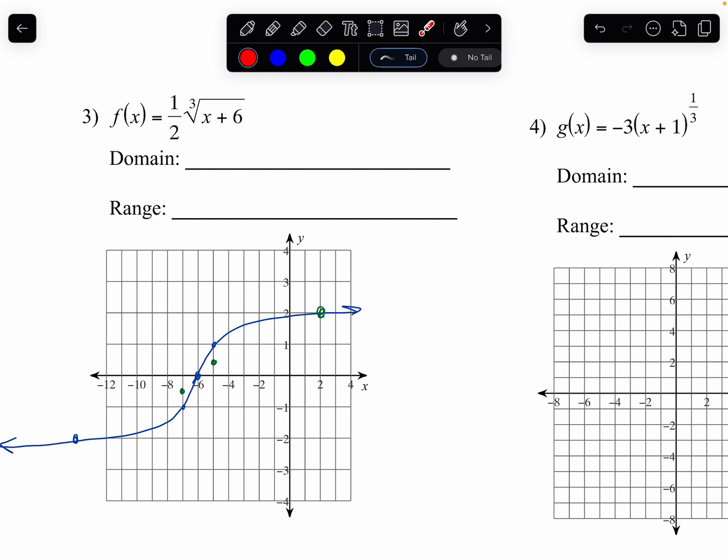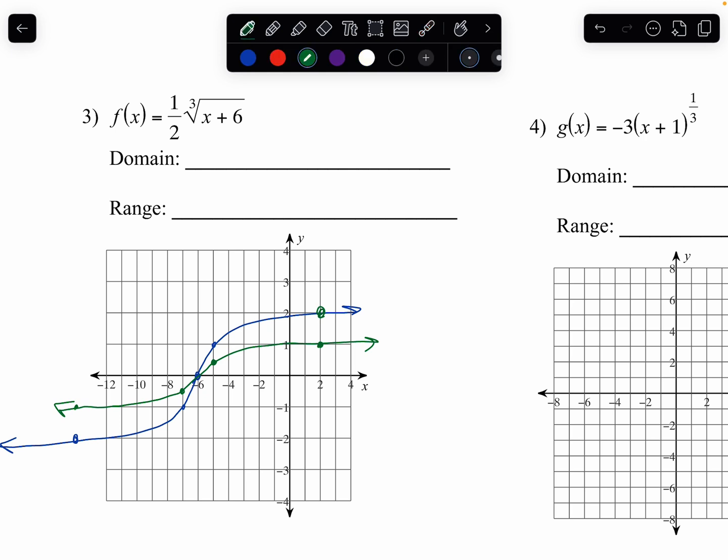Now, this point right here, which would be on the parent function, if we shrink this distance by 1/2, then that would end up being right here. And then this right here would be like that. And so to graph this function, that's what it would look like. So this is shifted to the left 6, and a shrink by 1/2.